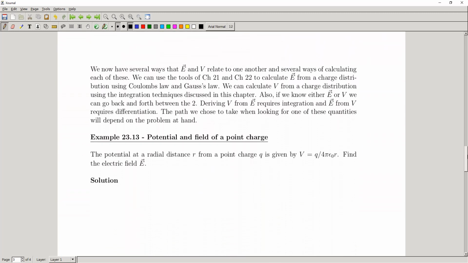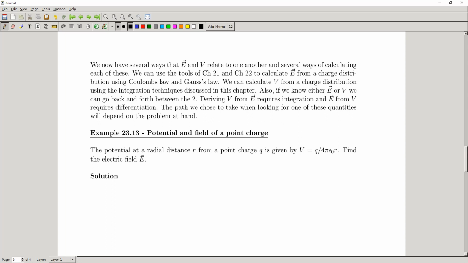Okay, so we're going to do a couple of examples, but before we do, let me take a couple of seconds to summarize a lot of what we've done here. We've looked at several ways that our electric field and our potential function relate to one another. We've also seen how we can calculate each of these from charge distributions on their own.